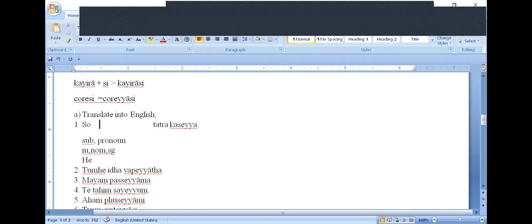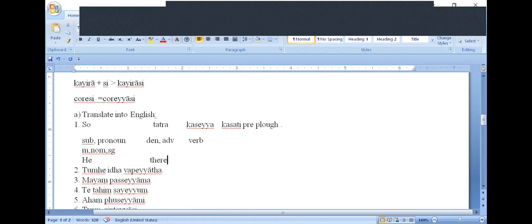Then Tatra is a demonstrative adverb, and the meaning is there. Then kaseya is a verb. Remember the present tense? What is the present tense? Kasati. What's the meaning of kasati? Plow. So you must remember to try to find the present tense first.